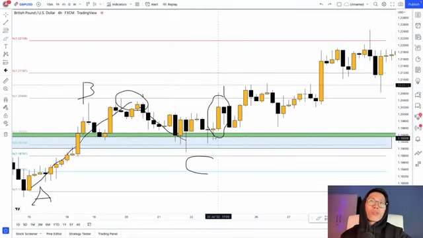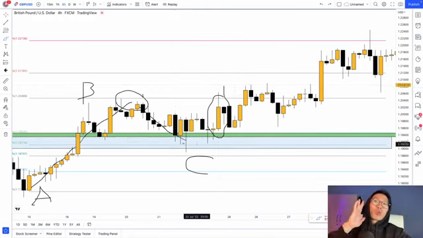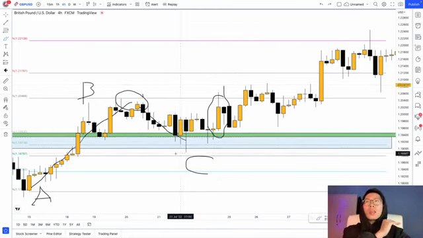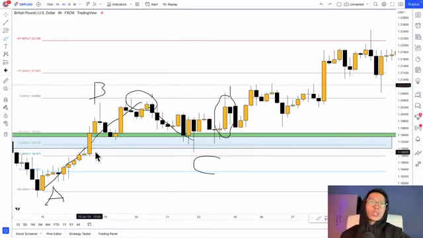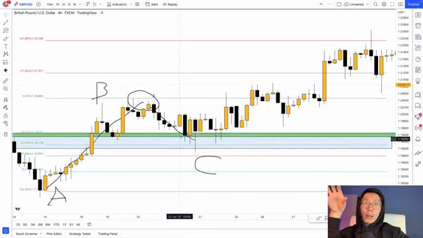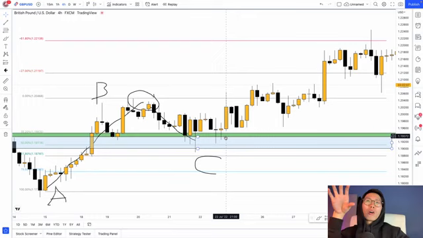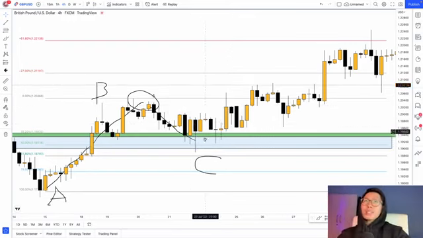5 times it failed to break past this level. This shows us that this is a very, very strong support area, and it's also our retracement level. At this area you see price failed to break past this level multiple times, 5 long wicks, and it also gives us this bullish engulfing candlestick. This is when you can easily enter for a buy position.